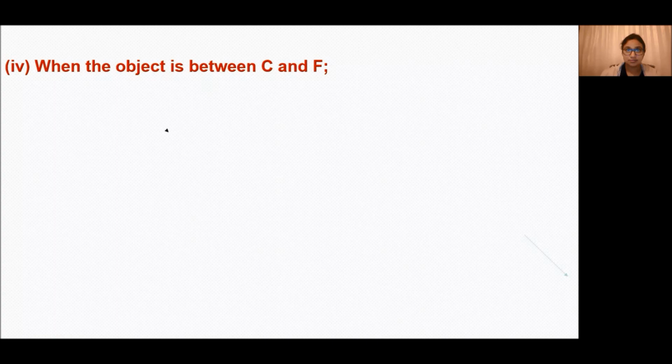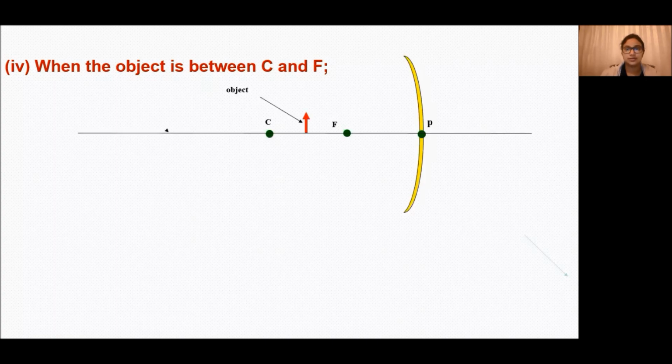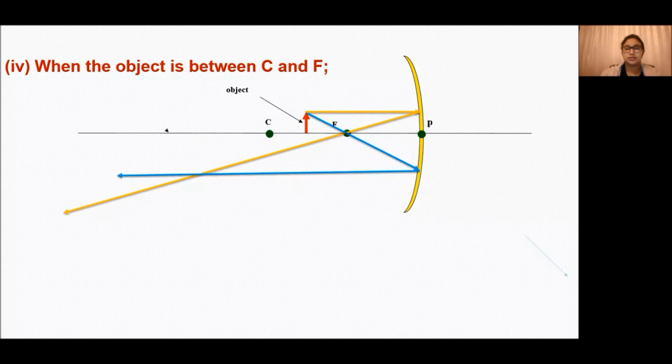When the object is between C and F, that is the center of curvature and the principal focus. The object is here. First ray, after reflection, passes through the principal focus. Second ray passes through the principal focus. After reflection, it passes parallel to the principal axis. Third ray at the pole will be reflected back, making an equal angle.